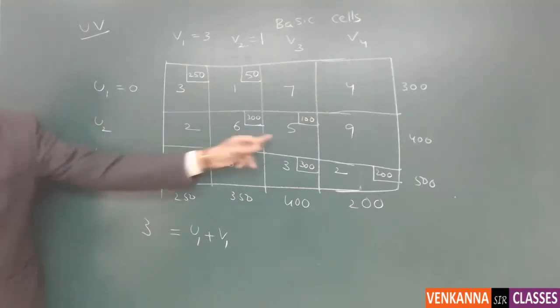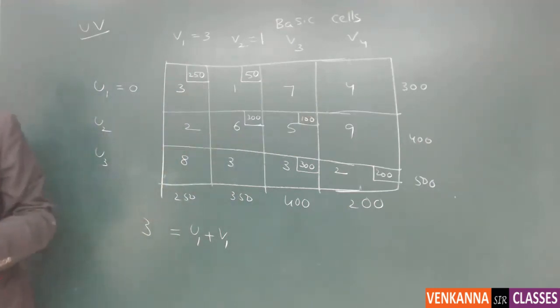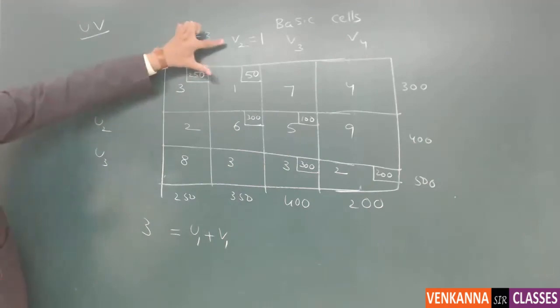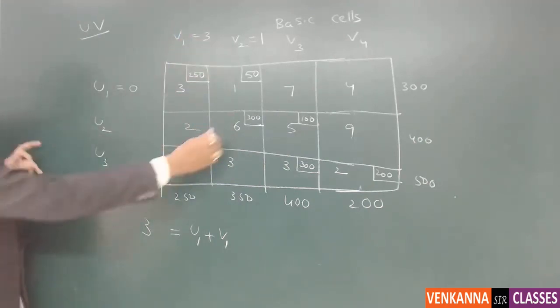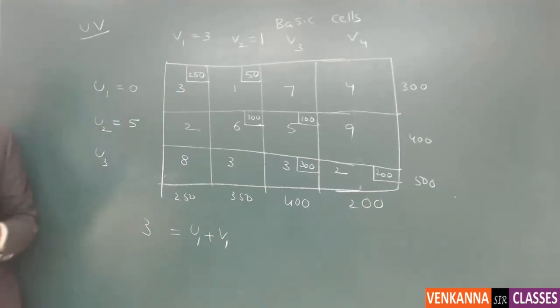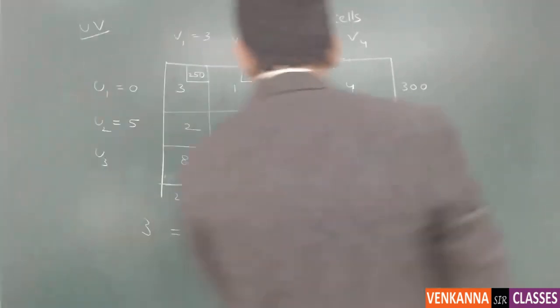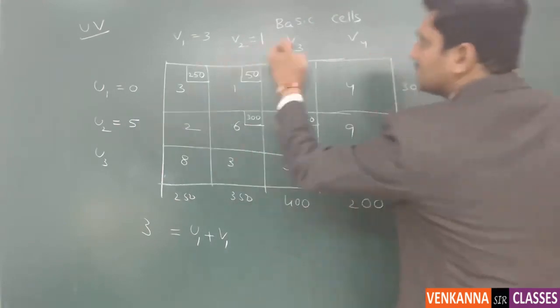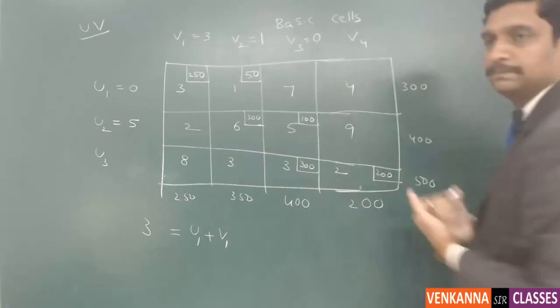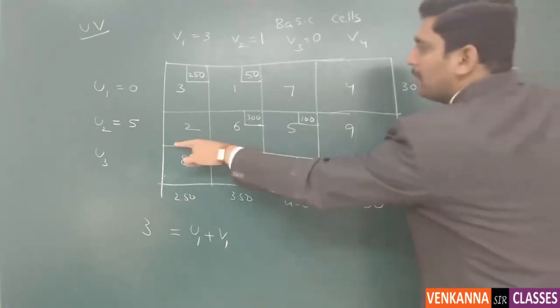Then I am going to the second row. In the second row, again I have two allocations. I can start with this or this. Since this value is known to me, comparing these two, I can say that u2 is equal to 5. Accepted? Fine. Since this is 5, summing up these three values, this must be equal to 0. So I am done with the second row.